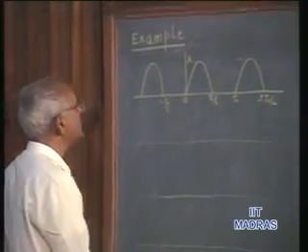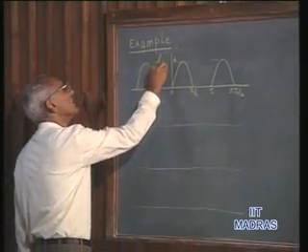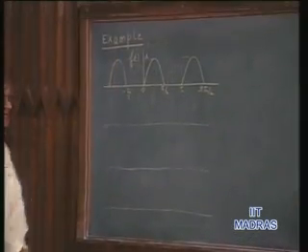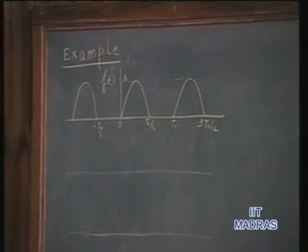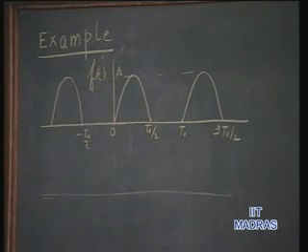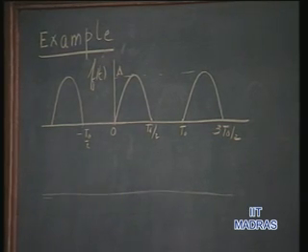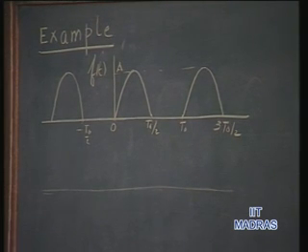Consider this example where we are dealing with an f of t which is a half wave rectified sine wave of amplitude a and a fundamental period t naught. Now when you look at this waveform, it does not have either an even symmetry or an odd symmetry.